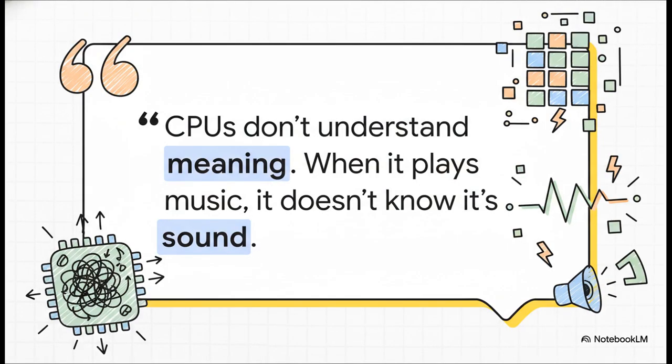But this is probably the most crucial thing to wrap your head around. The CPU has zero clue what it's actually doing. When it's playing music, it doesn't hear music. It's just following instructions to toggle voltages that eventually make a speaker vibrate. When it shows you a photo, it doesn't see a face. It just sees a grid of numbers. All the meaning, all the purpose, that comes from the software, not the hardware.